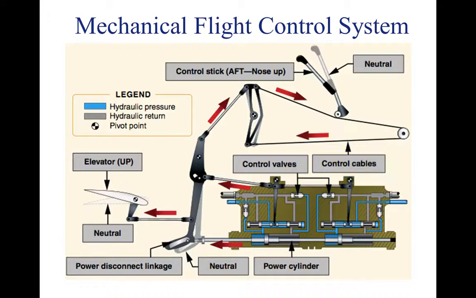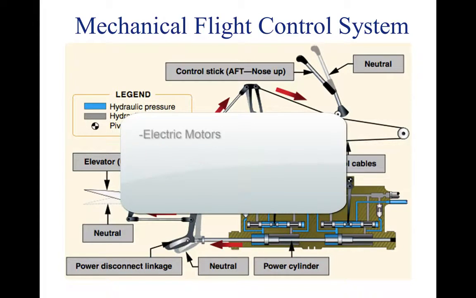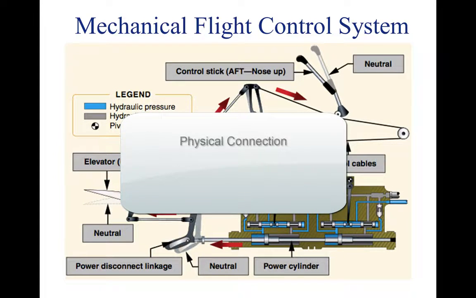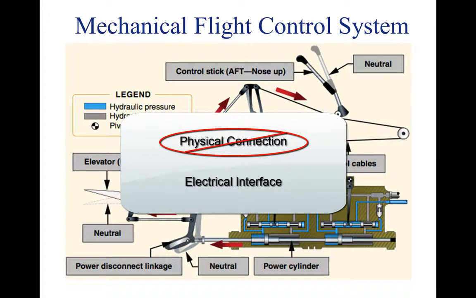As flight control systems became more complex, hydraulic circuits were developed to reduce the weight and limitations of mechanical systems. The control stick is used to move control valves on the hydraulic circuit, which controls cylinders which move the control surfaces. As technology progressed even further, modern aircraft are controlled by electric motors, digital computers, or fiber optic cables called fly-by-wire systems. This flight control system replaces the physical connection between pilot controls and the flight control surfaces with an electrical interface.